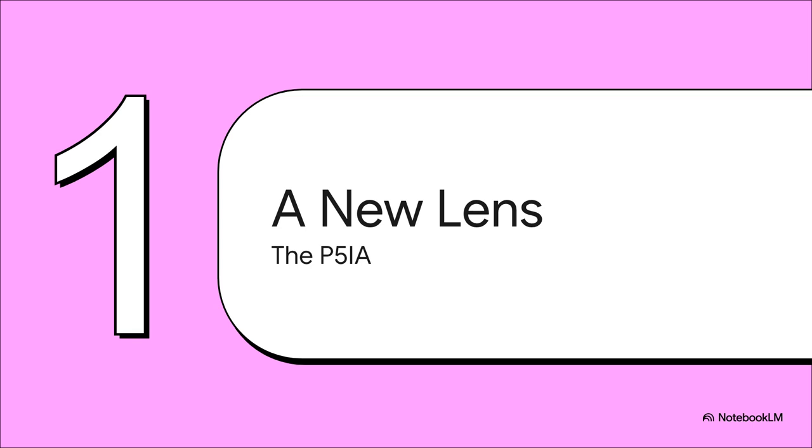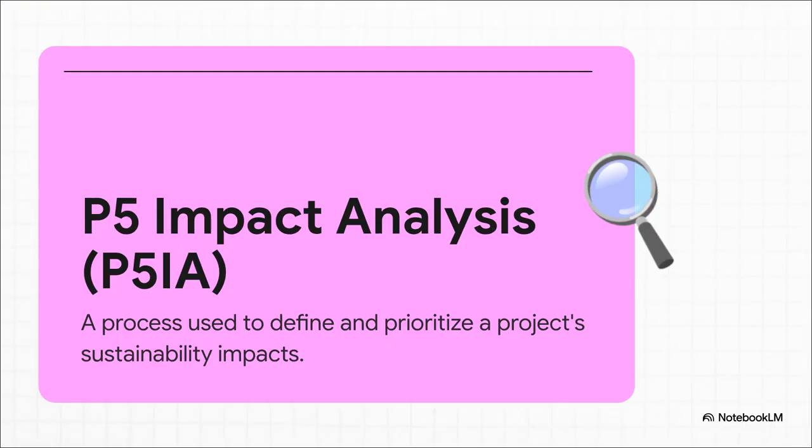Well, the answer is a tool called the P5 Impact Analysis, or P5IA for short. The best way to think about it is like getting a new lens for your project, one that lets you see and manage all these crucial sustainability impacts with total clarity. Okay, so what is it really?